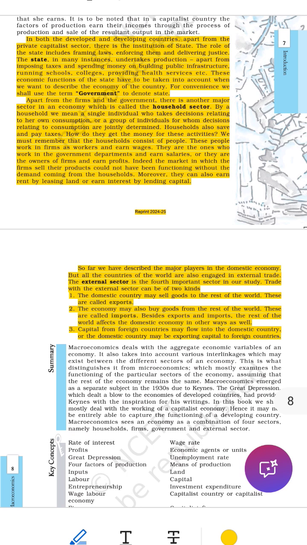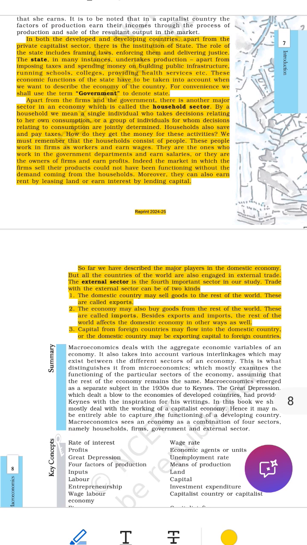Let's find out. We must remember that the households consist of people. Households, people like you, me, your family, neighbours, etc. These people work in firms as workers and earn wages. People work for companies and get paid. The money they get is called wages or salaries. Example, your uncle works in a factory and earns wages every month.